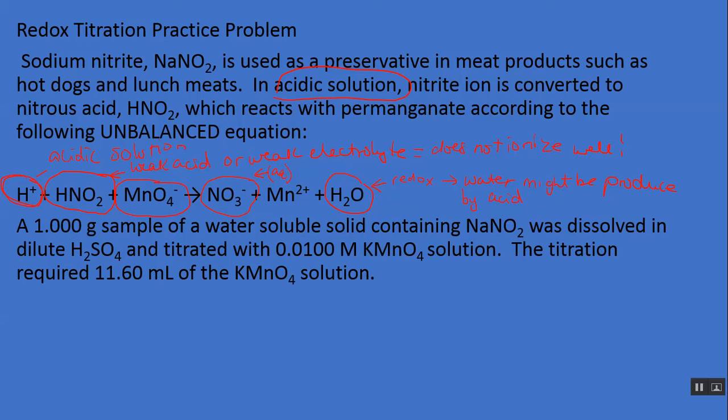All right, so it gives us some more information. It says that we have a 1 gram sample of a water-soluble solid containing NaNO2, and that it was dissolved in dilute H2SO4. Now this is important, y'all, because remember we said it was put in an acidic solution, right? So all this is really telling us is what the acid is. It's telling us how we're getting that acidic solution, right? So we dissolved it in sulfuric acid, and that's how we're getting that acidic solution. Sulfuric acid being a strong acid, able to dissociate very well.